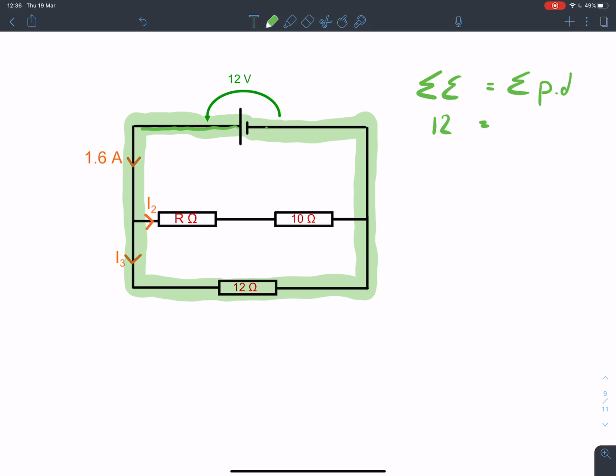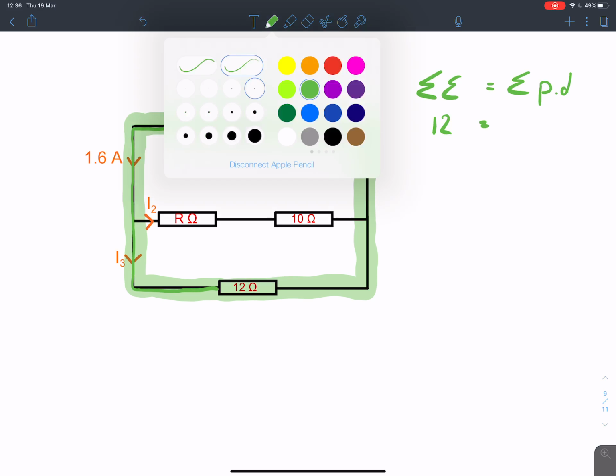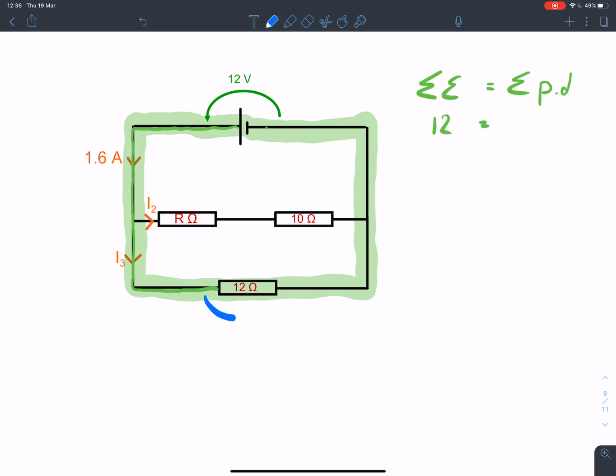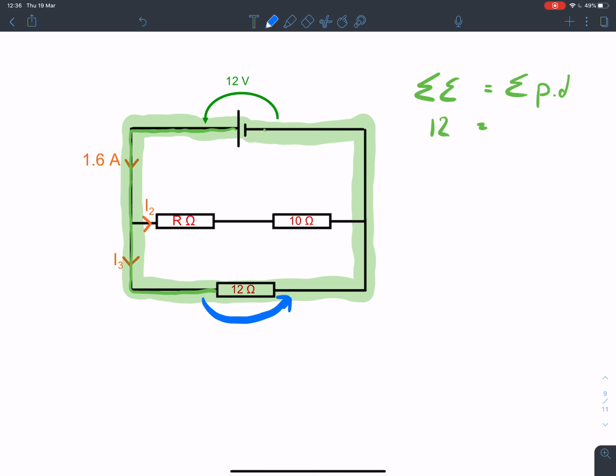As I follow this round, no potential differences, and now I get to this voltage here. So I could call this V1, but what do I know about it? Well, I can be clever with this. I've got a 12 ohm resistor, and I've got a current I3 going through it. So I can use this equation to say V1 is going to equal 12I3.